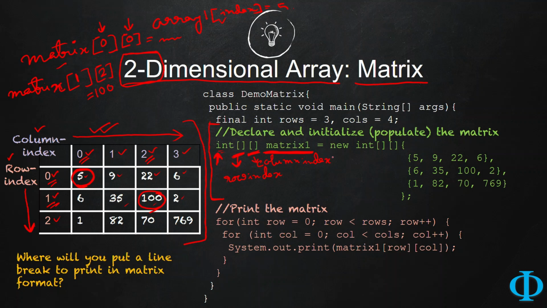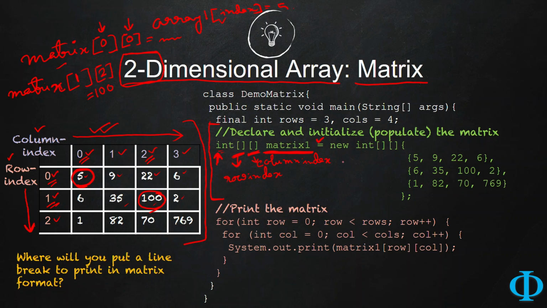After this declaration, now it is the time to initialize or populate the matrix with some real data elements. In order to do that, first, of course, you have to use this assignment operator, which is basically saying that, well, now I am ready to populate the matrix with some values.